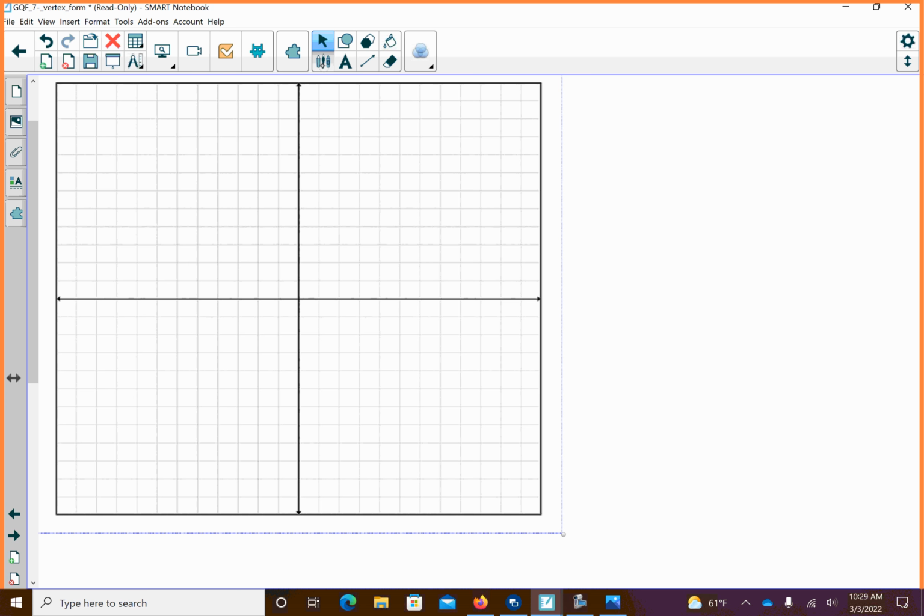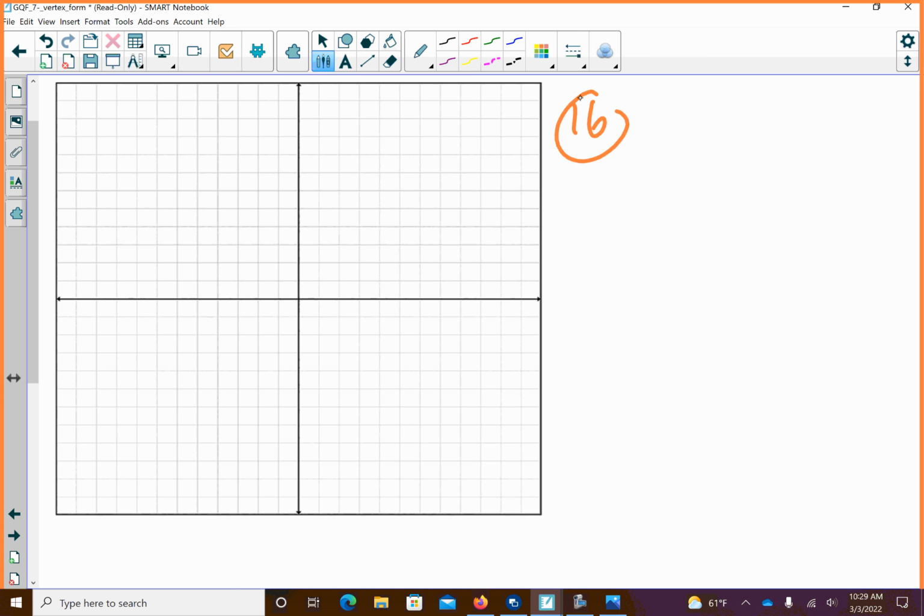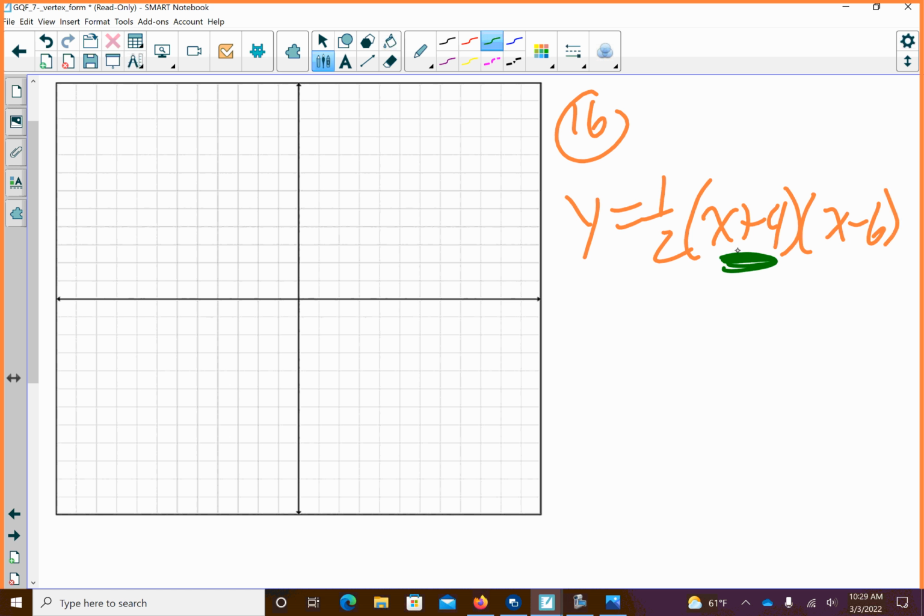So number 16, no, it wasn't assigned, but it's fine to take a look at it. So they have y equals 1/2 (x plus 4)(x minus 6). Okay? So where is this going to cross the x-axis? -4. So -4 comma 0. You good with that? So 1, 2, 3, -4. All right, where is this one going to cross the x-axis? 6. 1, 2, 3, 4, 5, 6.